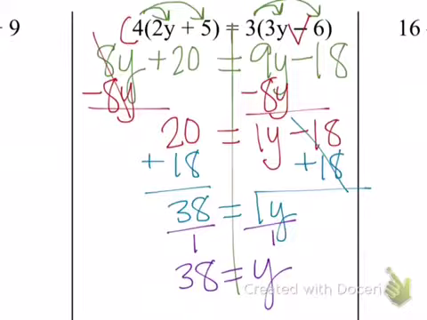We did not do the second step because all I had was one variable term and one constant on each side.